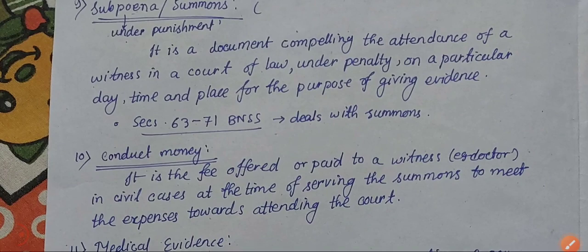Assistant Sessions Judge can impose imprisonment up to 10 years. And the Chief Judicial Magistrate or Chief Metropolitan Magistrate can impose imprisonment up to 7 years. First class judicial or metropolitan magistrate can impose imprisonment up to 3 years, and second class judicial magistrate can give a maximum punishment of imprisonment for up to 1 year.